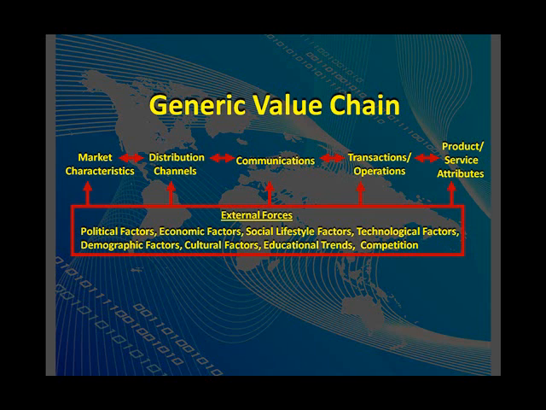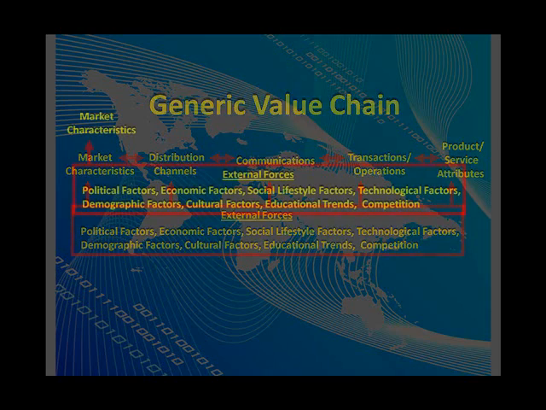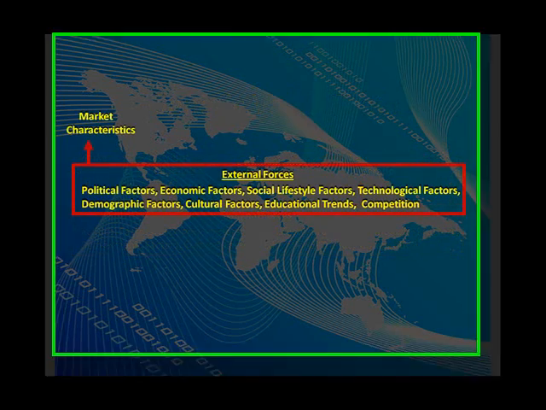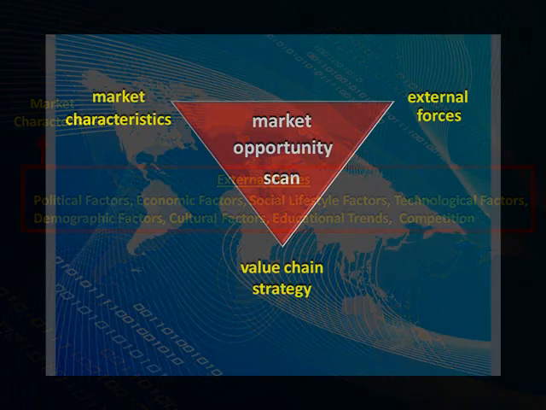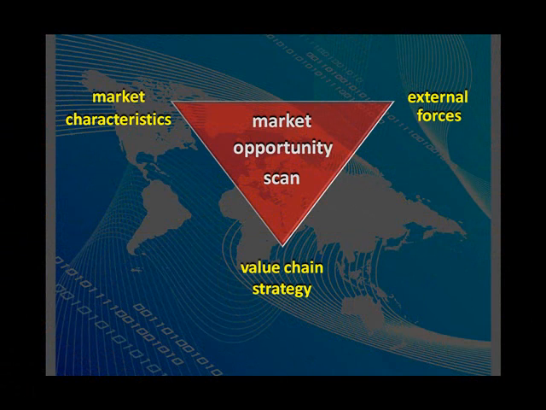As you now know, our objective is to create value for the customer all across the chain. We can begin to figure out what it will take to do that by analyzing the market characteristics and the external forces. In another blog post, we called this a market opportunity scan. It is where the market characteristics analysis and the external forces analysis converge for creating a strategy.